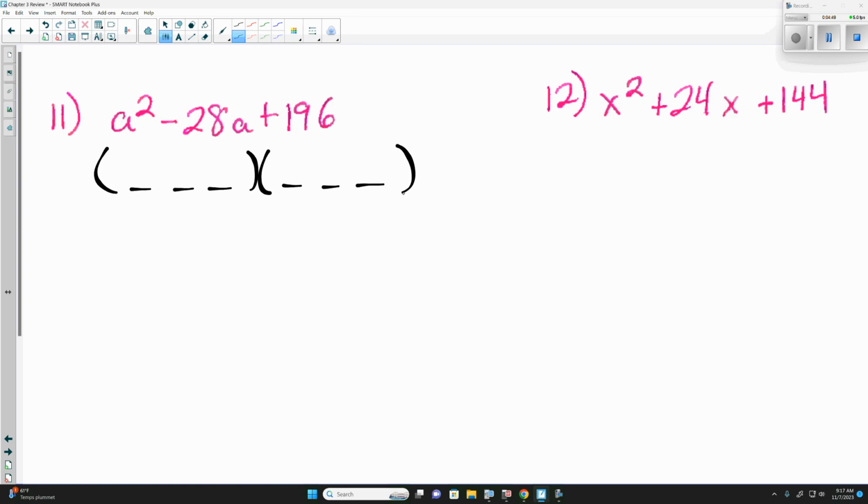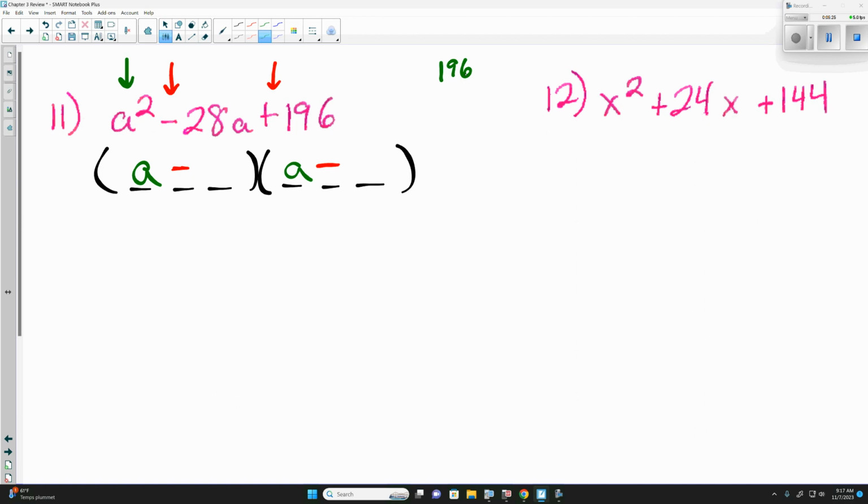2 sets of parentheses with 3 spaces. Signs. If the third term is positive, the signs are the same and match the sign of the middle term. So it's negative. And if the third term's negative, the signs are opposite. Well, it's positive, so the signs are the same and match the sign of the middle term. So we have negative and negative. Well, luckily for us, factors of a squared are a and a. If there's only one set of factors, just go on and plug them in. We can check to make sure we set it up correctly in a minute.